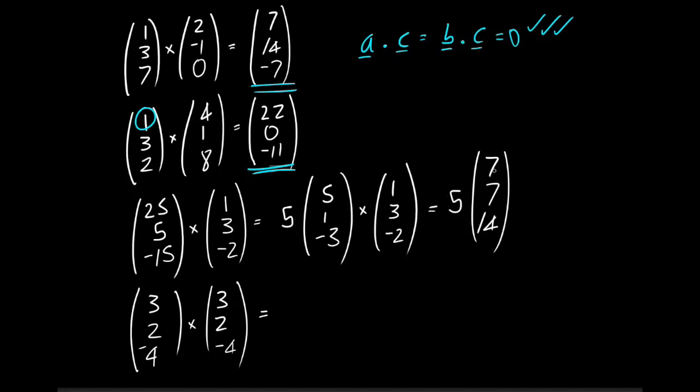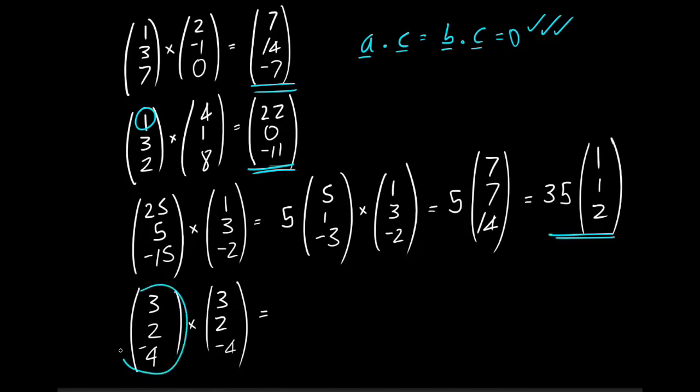That looks pretty good. We can leave it like this, or if we want, we can take out that factor of 7 and do 35 times 1, 1, 2. Very simple, very nice vector there. Okay, let's come now down to the bottom and look at the final one.